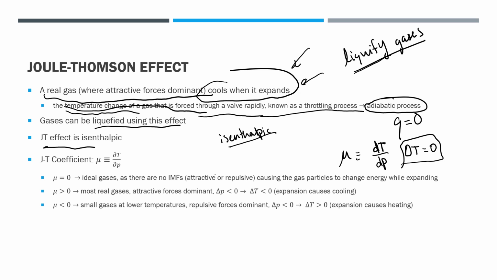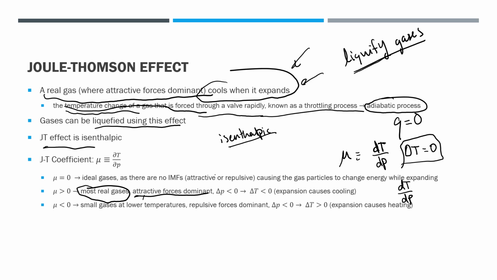Now let's look at attractive forces being dominant. And this is what happens for most real gases. Remember, attractive forces are generally dominant at normal pressures, right? Only when we push to really, really high pressures and we have electron clouds overlapping do repulsive forces become dominant. So let's look at dT dP for attractive forces dominant.